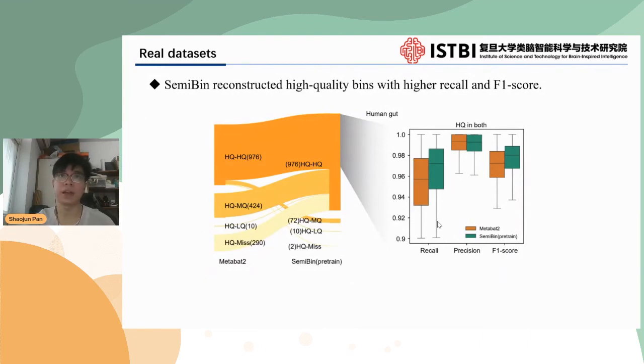When considering the overlap between the bins in the human gut for MetaBAT2 and SemiBin pre-train, most MetaBAT2 high-quality bins corresponded to high-quality bins generated by SemiBin pre-train, and the SemiBin pre-train results further contained many high-quality bins which corresponded to lower quality or absent bins in MetaBAT2. Within bins present at high quality in the output of both binners, SemiBin pre-train achieved higher completeness and F1 score, without a statistically significant increase in contamination.